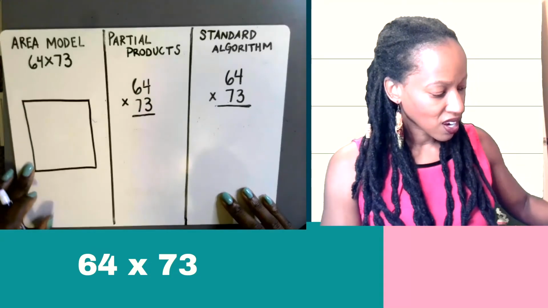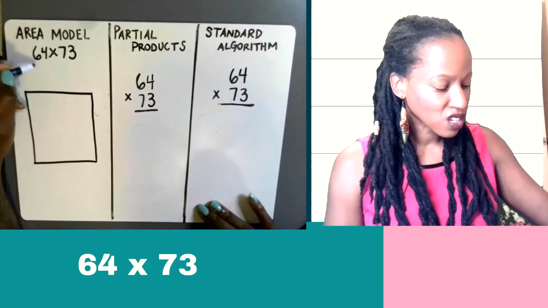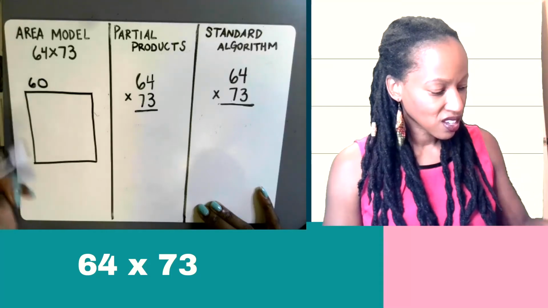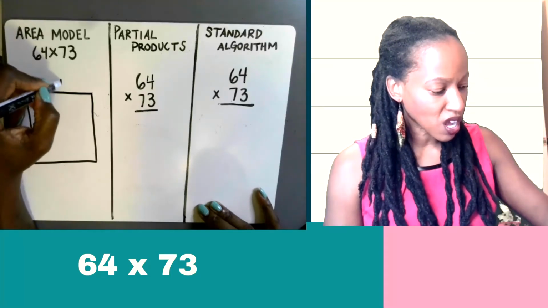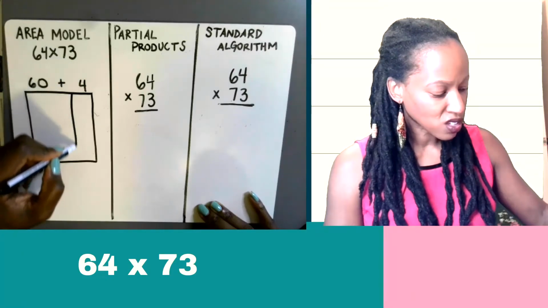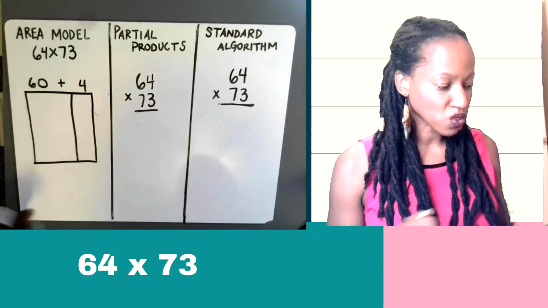Okay. And now in my rectangle, I am going to have 64 as my first factor. I'll put that at the top. I have 6 tens. I represent that by 60 plus 4 ones. And I'm going to draw one horizontal line to show my partition and breaking apart those two numbers, okay?